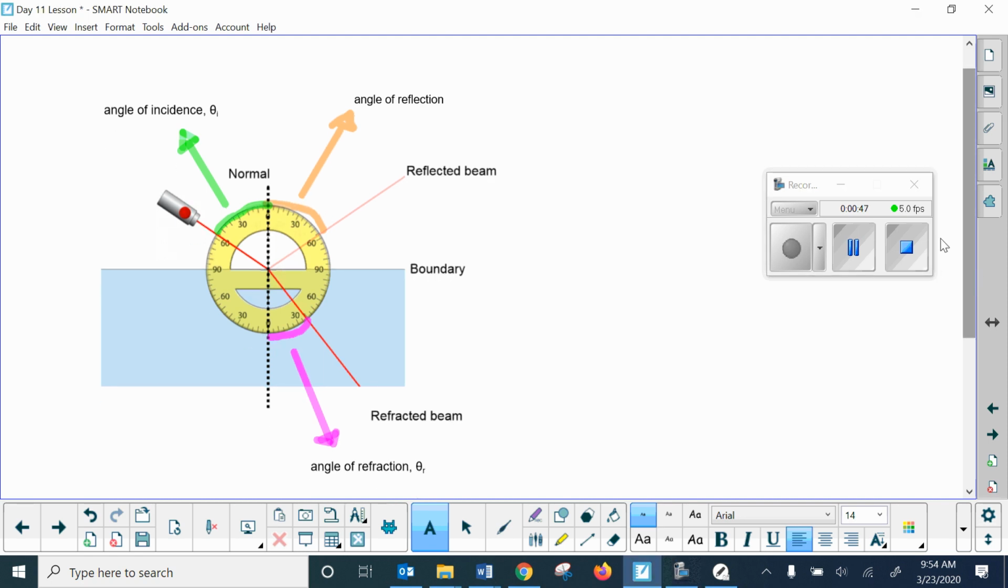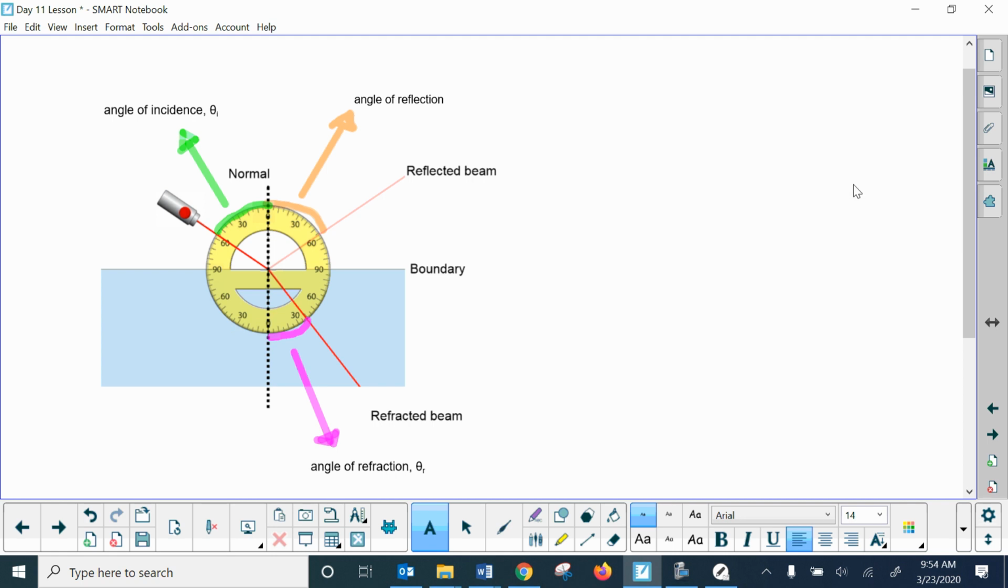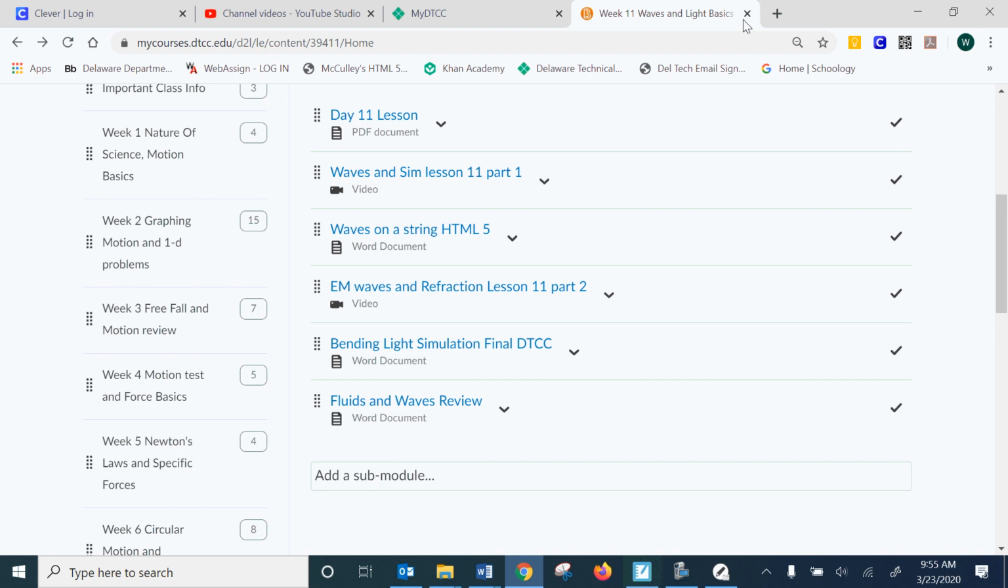So let me scroll down. Let me also get rid of that. So those are important. And again, all of those things are measured from the normal, which is perpendicular to the surface. So the protractor that's going to be set up on this simulation, let me get to that.